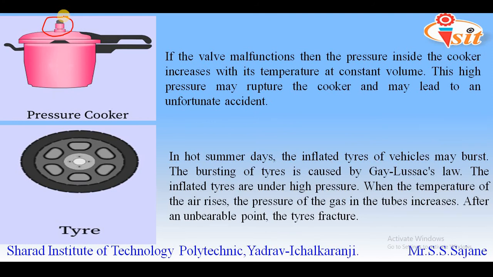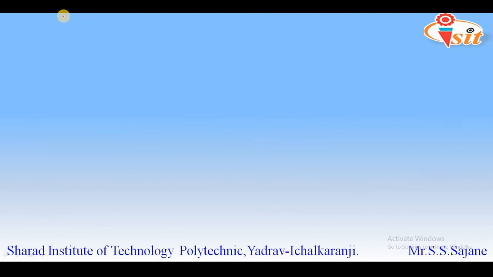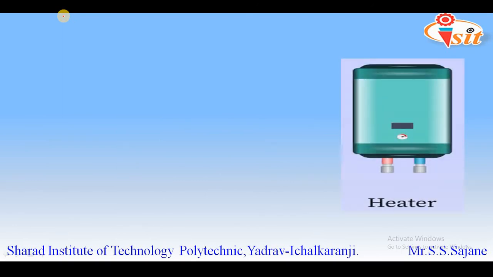One last example related to Gay-Lussac's law we'll see in the next slide, and the example is related to the water heater. The electric water heater is similar to the pressure cooker. The water is heated by the heating filaments inside the heater. We are supplying electrical energy to this heater, and in turn this electrical energy is converted into heat energy by the filaments that are present inside it.